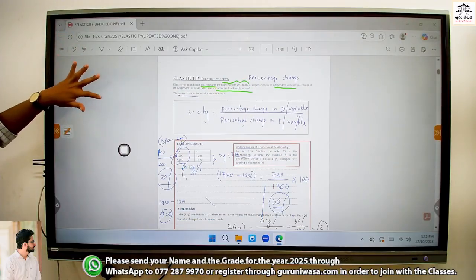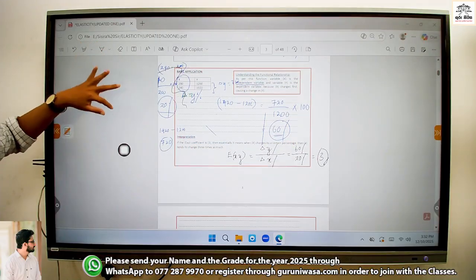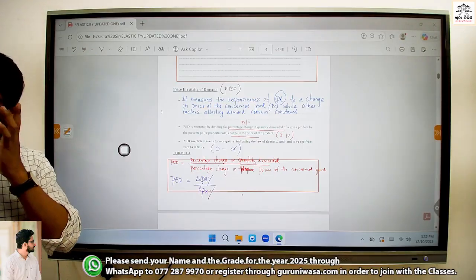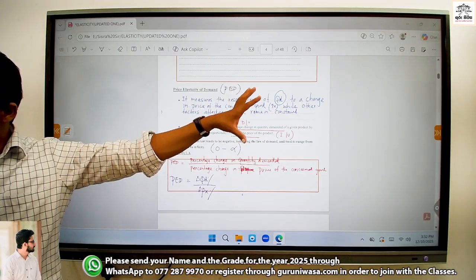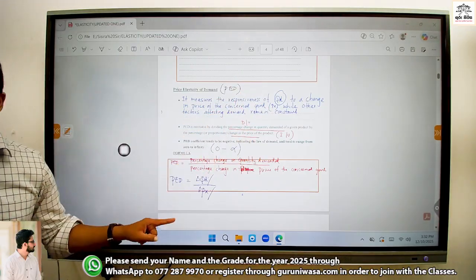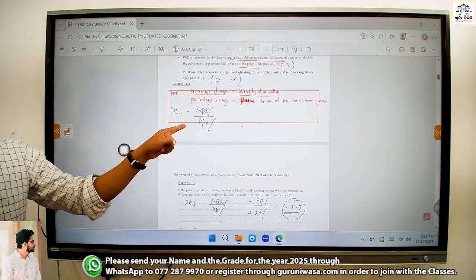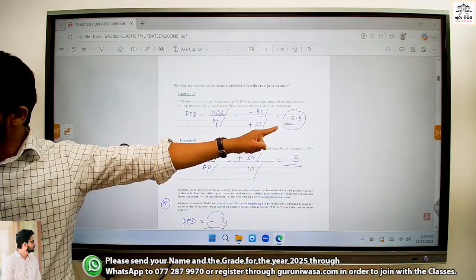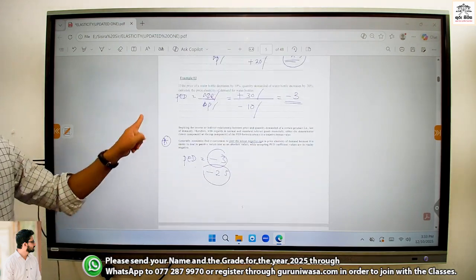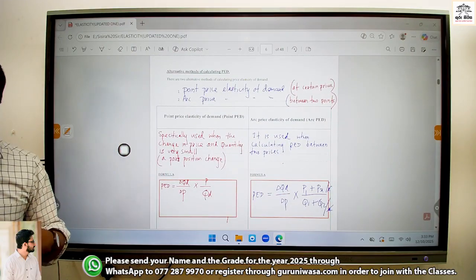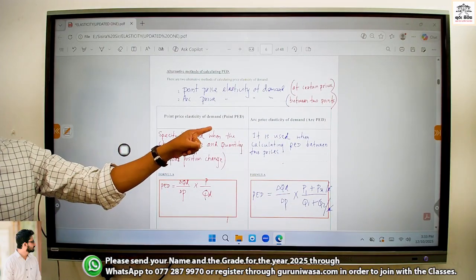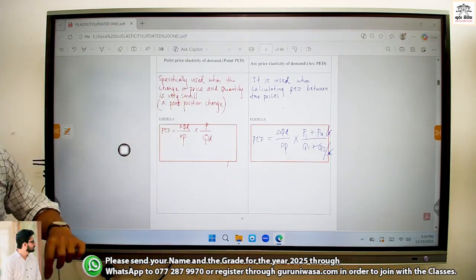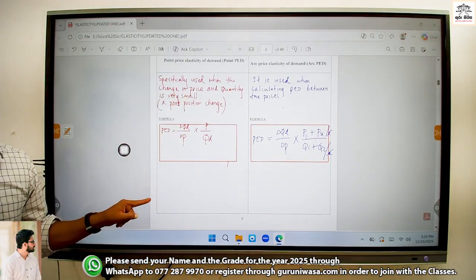Okay, Lamai. And this is a general equation. Then we discussed price elasticity of demand, Lamai. Price elasticity of demand measures the responsiveness of quantity demanded to a change in the price of the product. This is the original equation for calculating price elasticity of demand. And remember, PED value is always negative. There are two methods of calculating PED: point price elasticity of demand and arc price elasticity of demand.